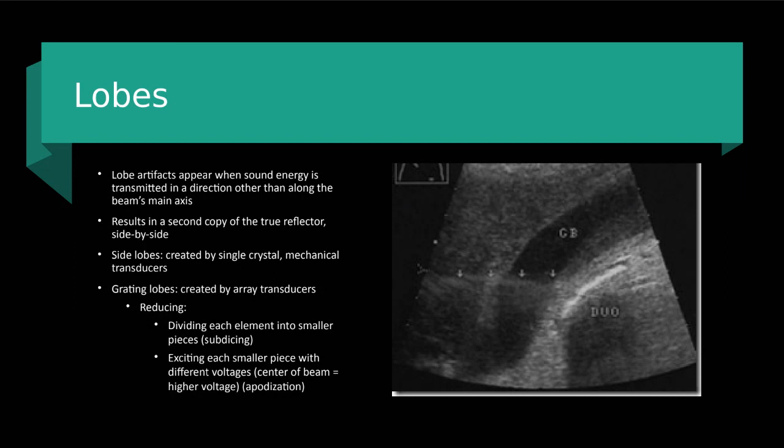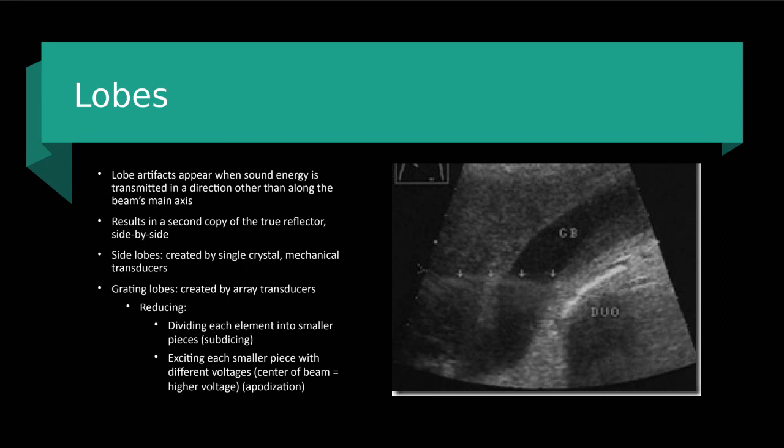So if you get a question on the registry that says you're using a particular transducer and you see a picture that kind of looks like this, you have to say, okay, well, what kind of transducer is that? Is that a mechanical transducer or is that an array transducer? And then which artifact is going to come from that, right? So it's kind of a two-part question.